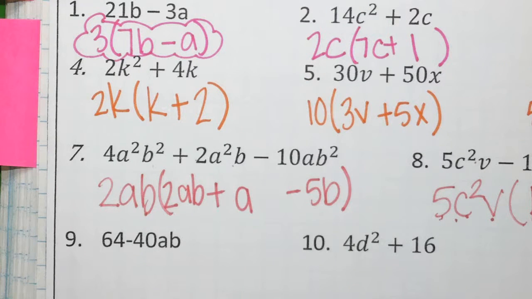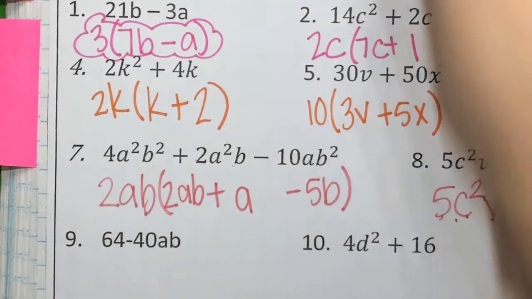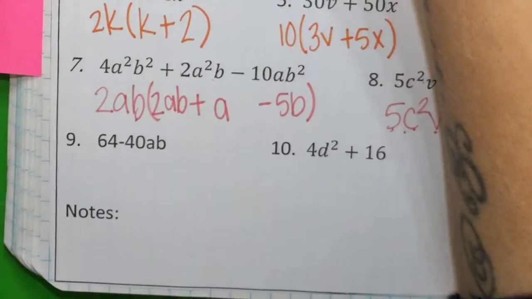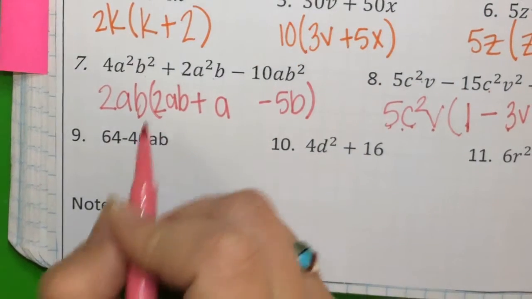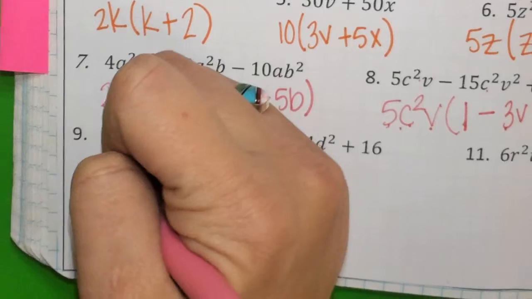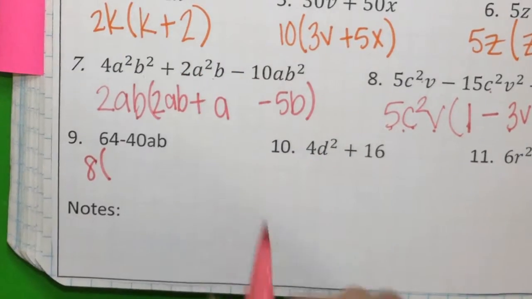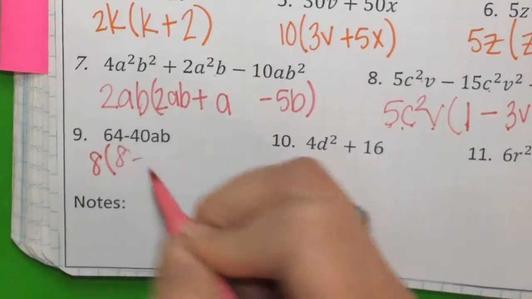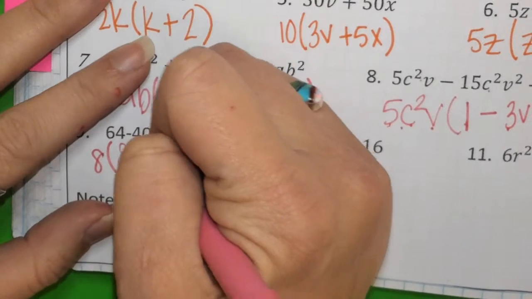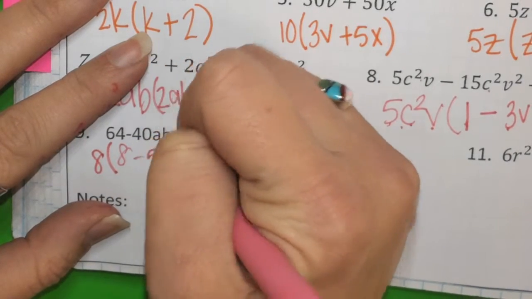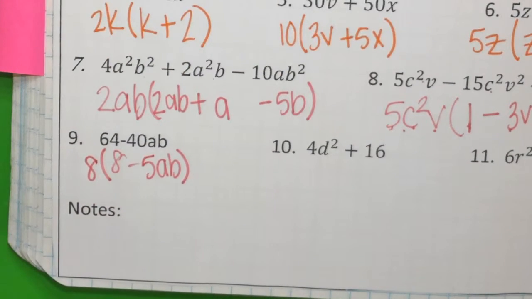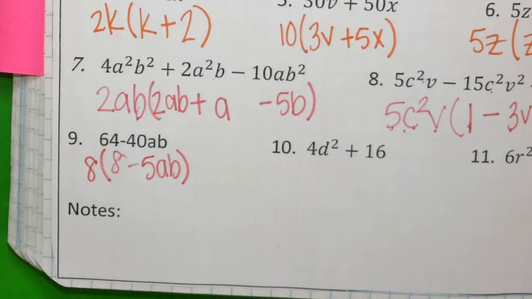Okay, we're going to look at number 9. So what's the biggest number that goes into both 64 and 40? 8. And what's 64 divided by 8? And what's 40AB divided by 8? 5AB. Who said 5AB? If you actually said 5AB, take a point.